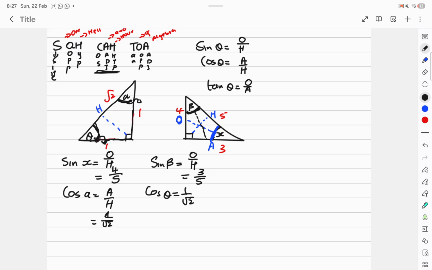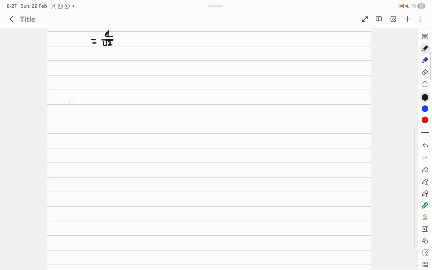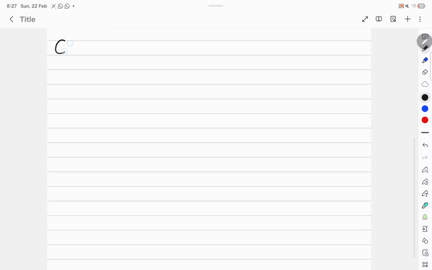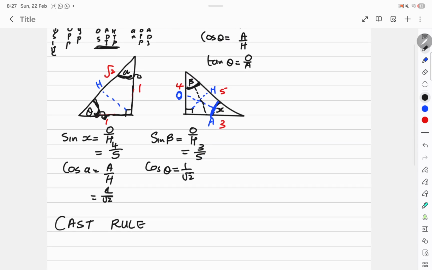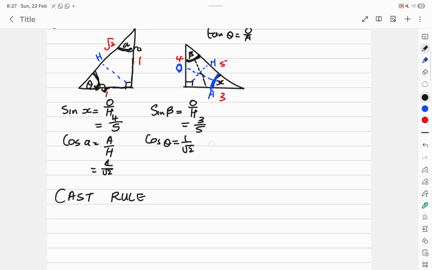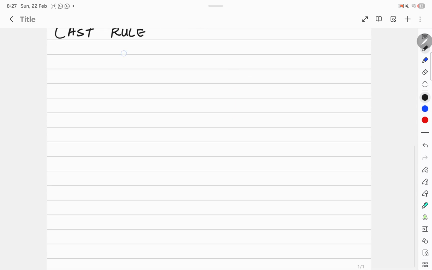All right, now we are done with SOH CAH TOA. I want us to do the CAST rule now. Let's do the CAST rule. This is the main thing. Remember in grade 10, this was the main thing, like learning the opposite, the adjacent, and the hypotenuse. Now, the CAST rule is the main thing in grade 11. You need to know the CAST rule. Now, remember the CAST.